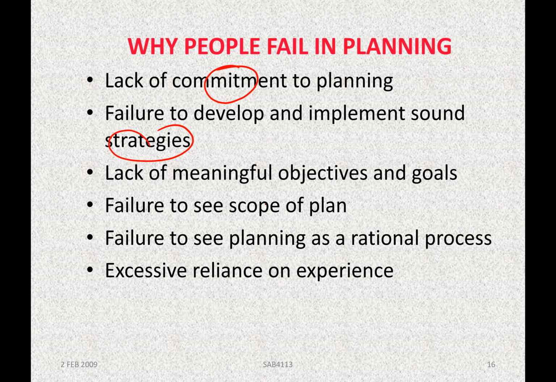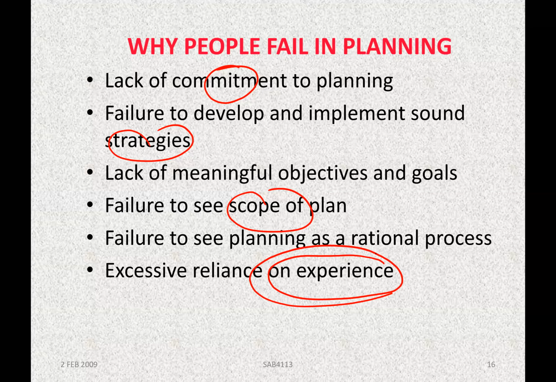Failure to see the scope of the plan, sometimes people just simply miss certain things. The planning is not that realistic. The planning should be comprehensive enough, realistic, reflecting the things that you want to do. Failure to see planning as a rational process, excessive reliance on experience. Experience is very important, but don't try to be overconfident, overconfident in such a way that you do not want to expect problems.